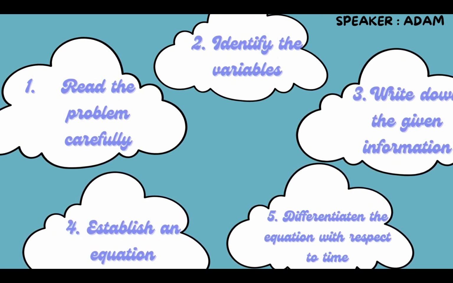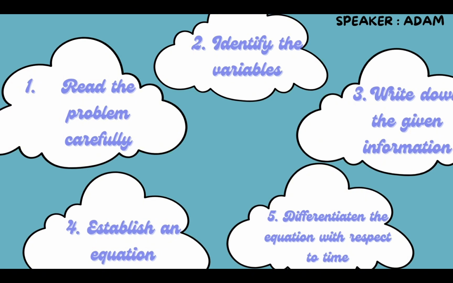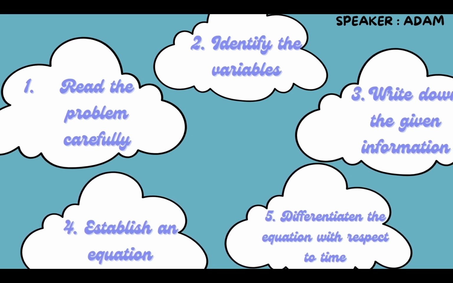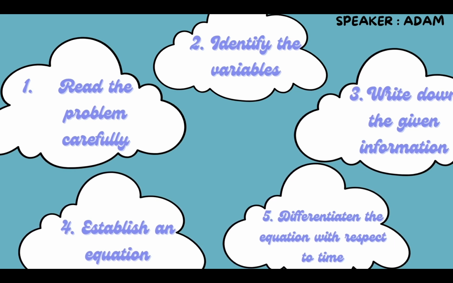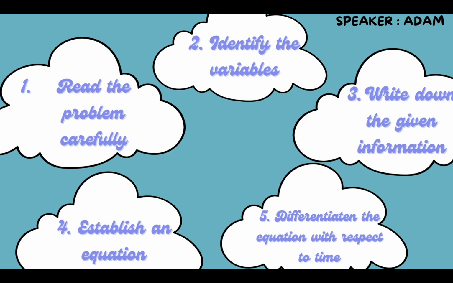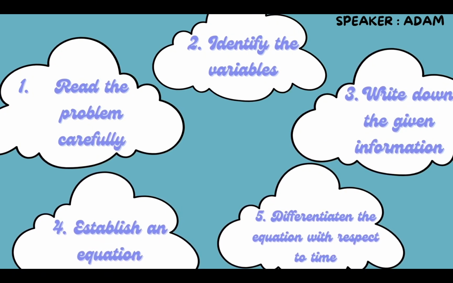Third, write down the given information. Note down all the relevant information given in the problem statement. This could include the values of certain variables, any known rates of change, or specific relationships between variables. Fourth, establish an equation. Formulate an equation that expresses the relationship between the variables in the problem. This equation can be derived from the problem statement or from known mathematical principles.